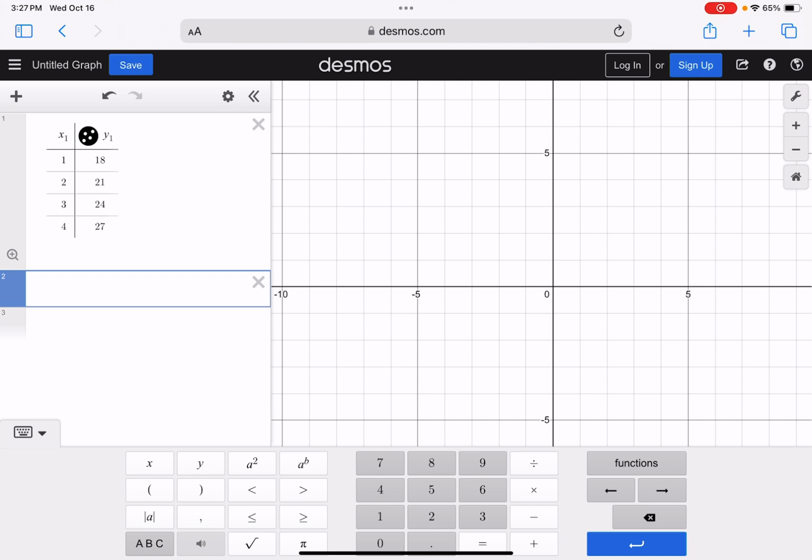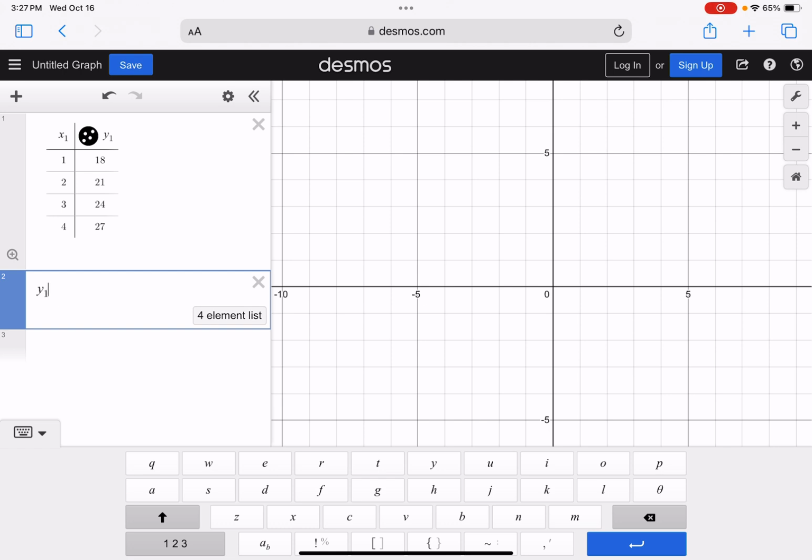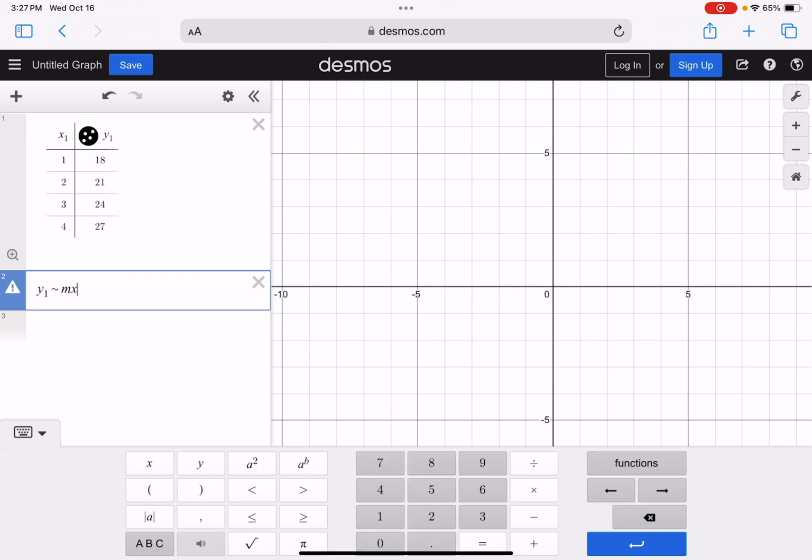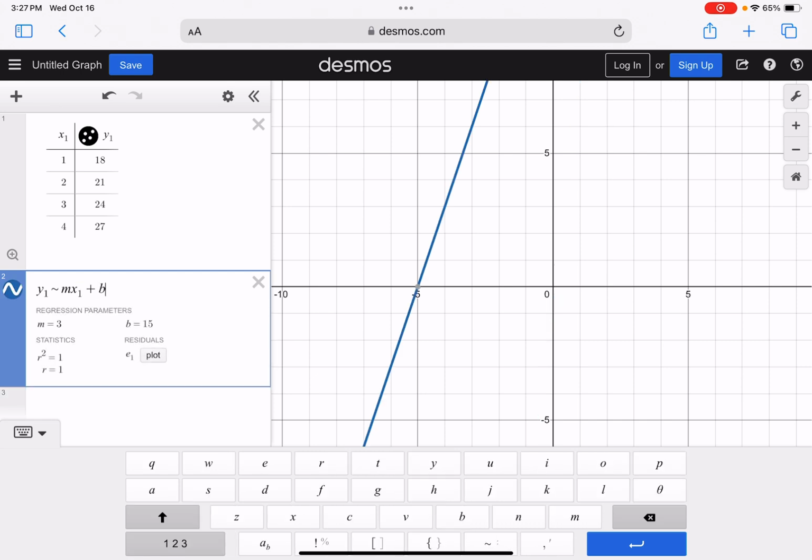And I'm going to type in y equals mx plus b, but because we're trying to solve for m and b, I can't use the equal to sign. I need to use the tilde. And because up here, you can see that it doesn't just say y in our table. It says y1. I also need to indicate y1. So I'm going to use y1 tilde. Then we have mx1 plus b. And you can see that our m, or our unit rate, is 3. Our b, or our y-intercept, is 15.